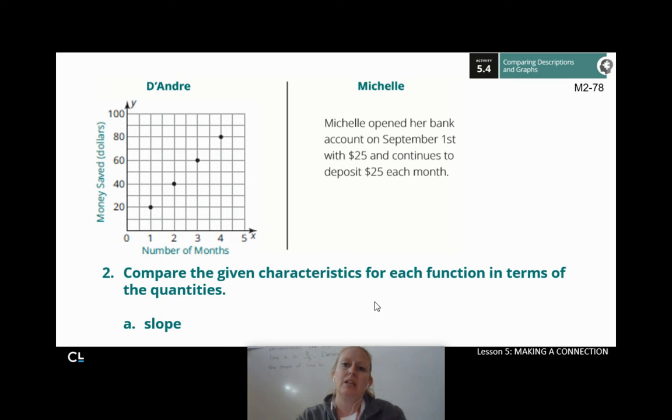All right. Compare the slope, compare the y-intercept, all that good stuff. Go ahead and hit pause, work this out, hit play when you're ready to check your work.